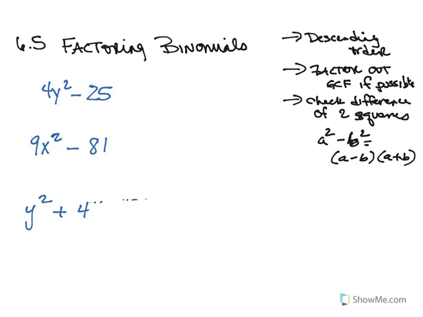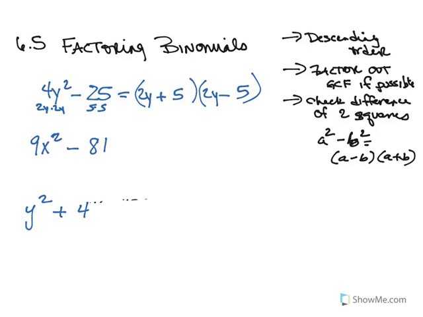All right, let's look at this. 4y squared minus 25. We go through our checklist. Descending order, yes. Factoring out a greatest common factor, there isn't one. Next, is it the difference of two squares? It is a difference. Let's see if they're both squares. 4y squared is a 2y times a 2y. 25 is a 5 and a 5. Yep. So 2y, 5, 2y, 5. One's a plus, one's a minus. And I'm finished. So that's factoring binomials.